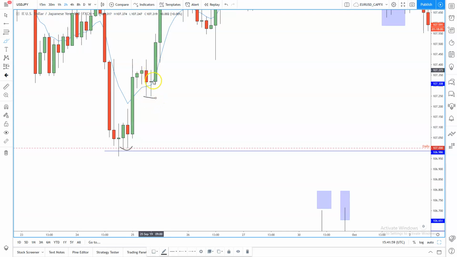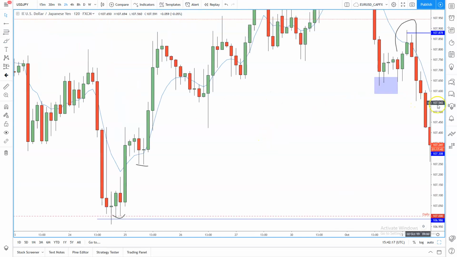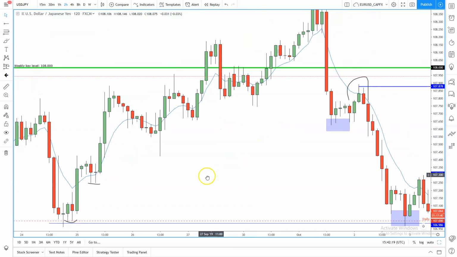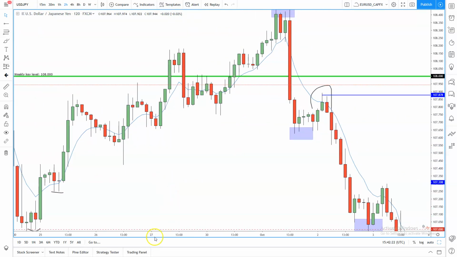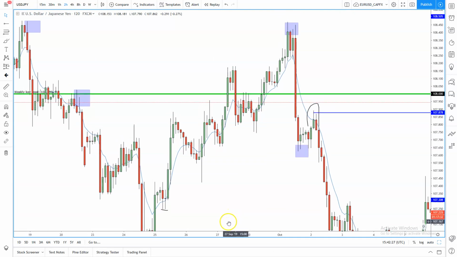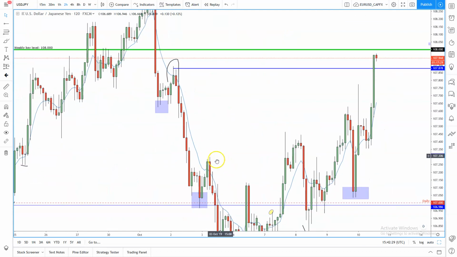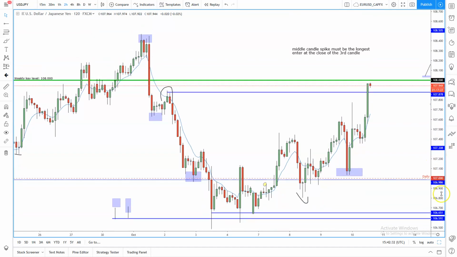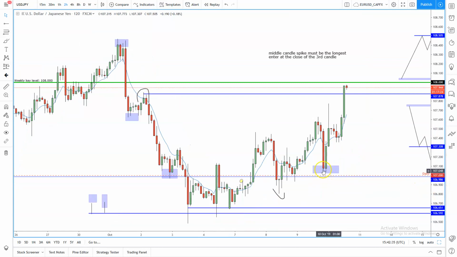Another tweezer formation here. Can you see? 1, 2. So a trade at the close of the second tweezer candle. That's where you take your trade. Alright, so that's an example of a tweezer bottom, another tweezer bottom. And then let's look for a tweezer top. Here's another example of a tweezer bottom here.